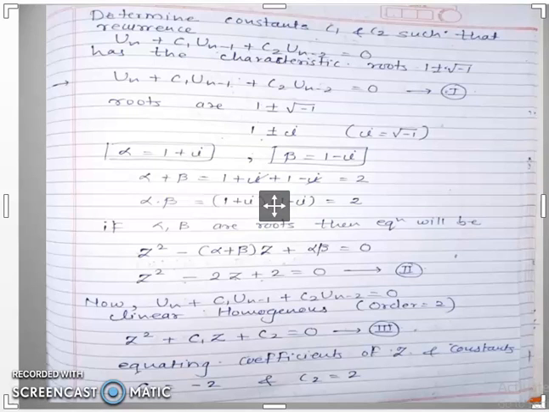Let us see the next example of linear homogeneous type of recurrence relation equation. The question is: determine constants C1 and C2 such that the recurrence relation equation un plus C1 into un minus 1 plus C2 into un minus 2 is equal to 0 has the characteristic roots 1 plus minus square root of minus 1.